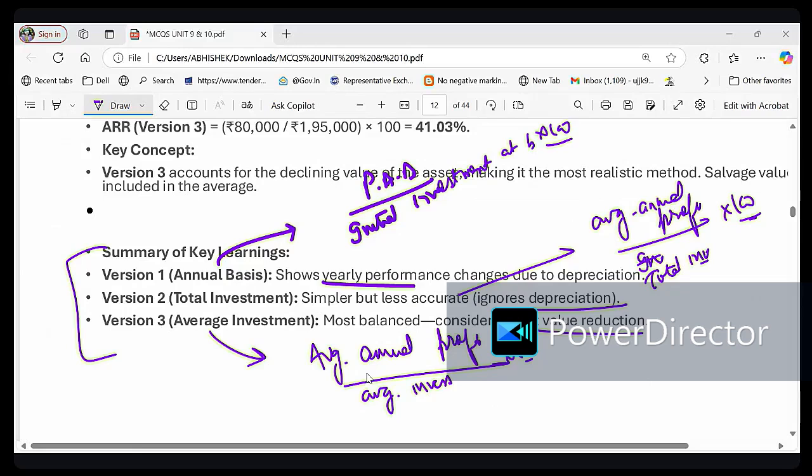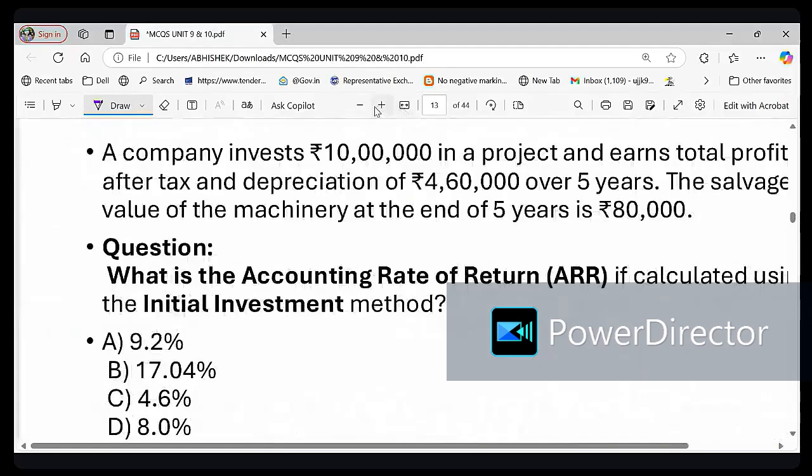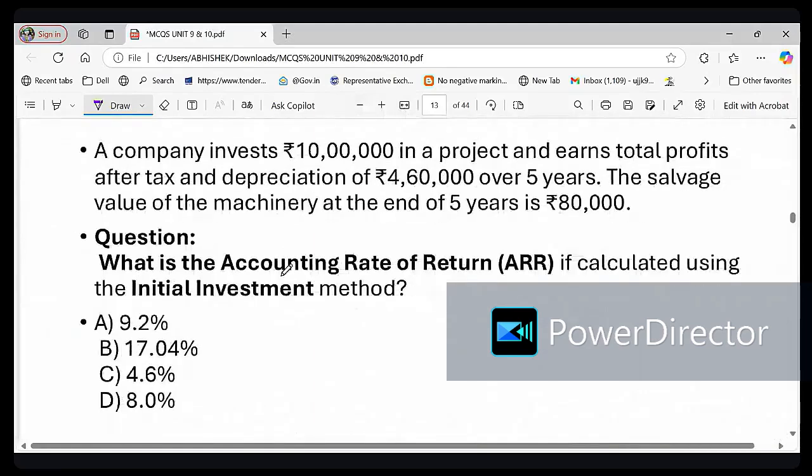Very good. Now friends, let me give you one question to solve. Try this question yourself. Let me check how much you have understood.